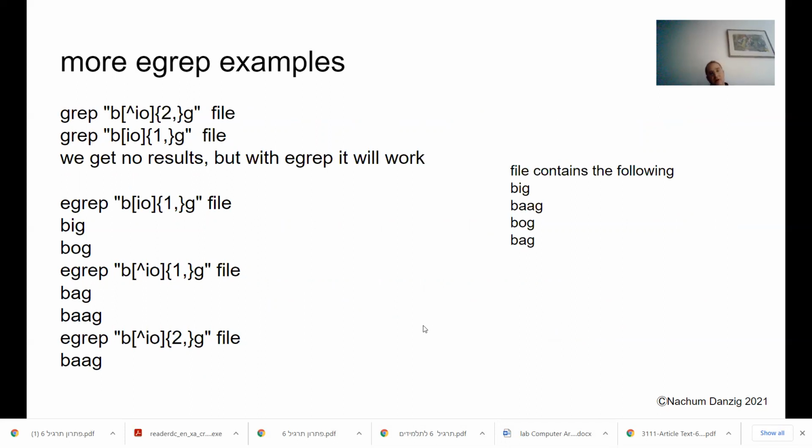So here are some examples. If I do egrep of big B, I, O, one or more, it'll find me big and bog. It also would find me B-O-O-G. If I do egrep not I-O, then it'll find me bag and also bag. If I do not I-O two or more times, then it won't find me bag anymore because it has to be two or more times. So it'll only find me with two A's. Here's what the file contains.